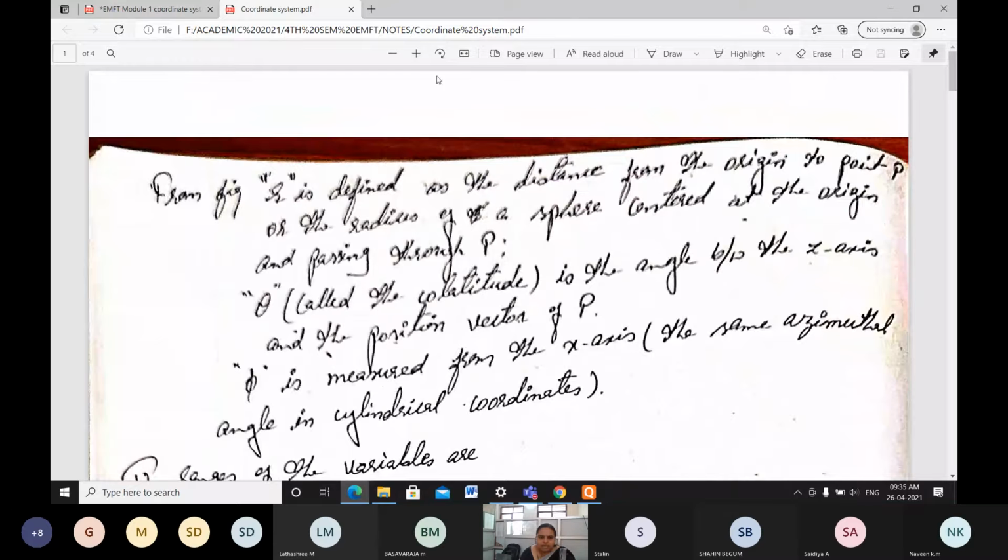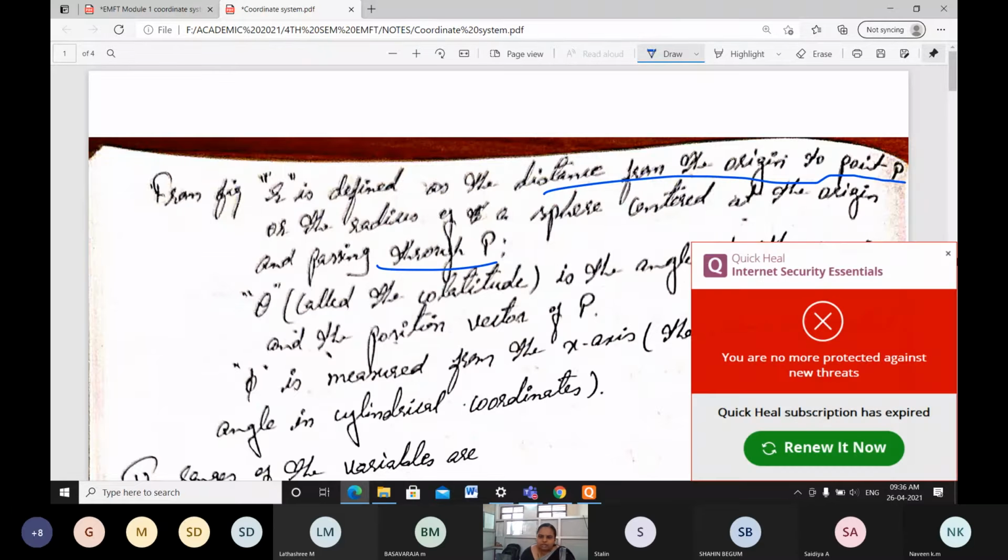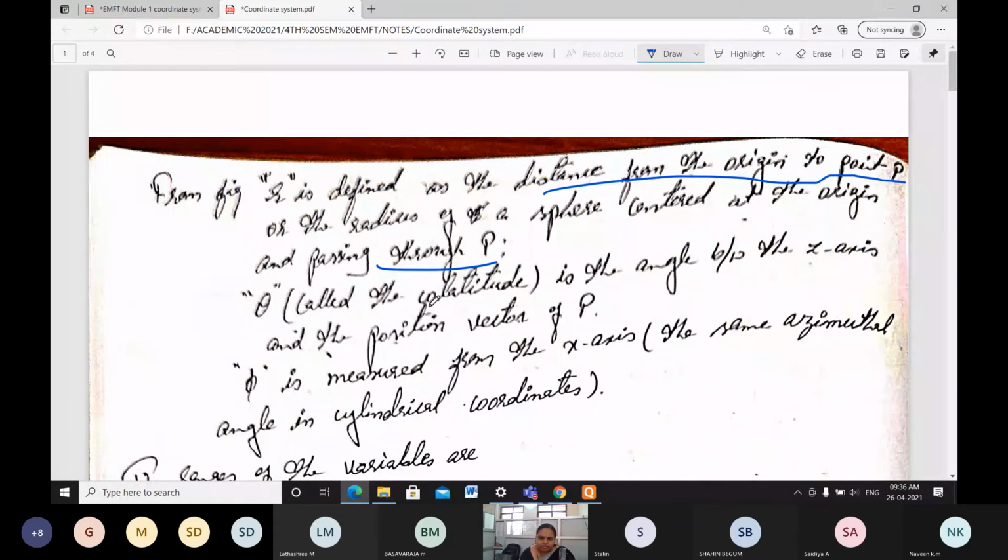Then from the figure, r is defined as the distance from the origin to the point P. r is the radius of the sphere centered at the origin and passing through the point. Then theta is the angle between the z axis and the position vector, which we call the colatitude. Then phi is measured from the x axis, and it is the same as what we learnt in the cylindrical system, that is, the azimuthal angle.